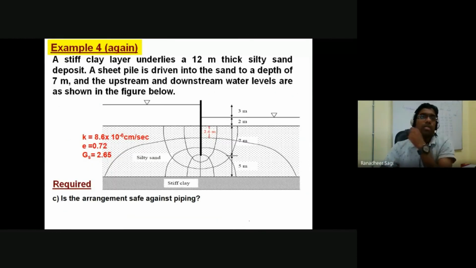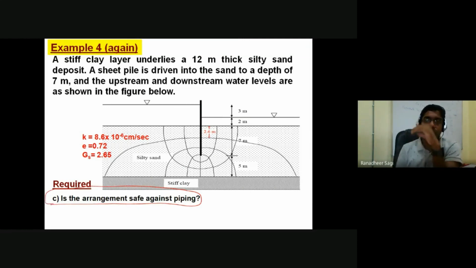Earlier, in problem 4, question number C, we stopped and said we'll talk about it later. Is the arrangement provided safe against piping or not? This kind of sheet pile provided there, is it minimizing the failure expected to happen through your soil? So if I want to calculate, I can do that.